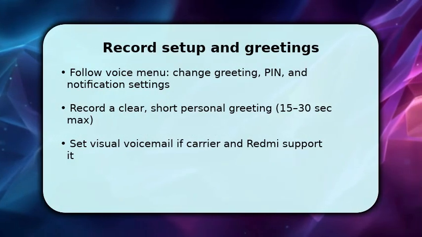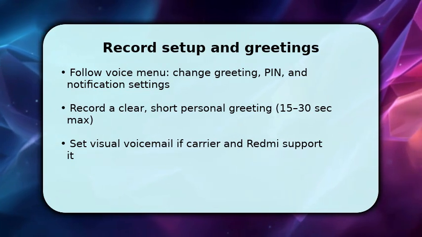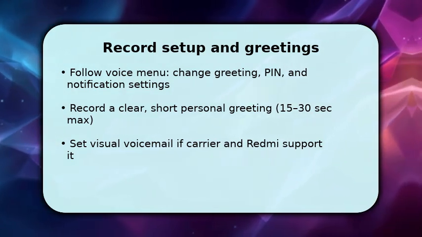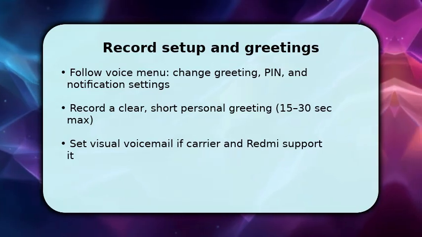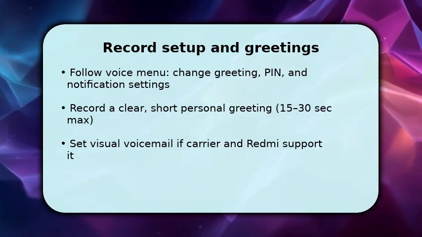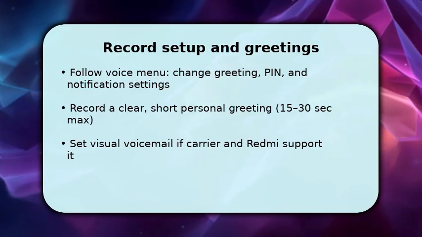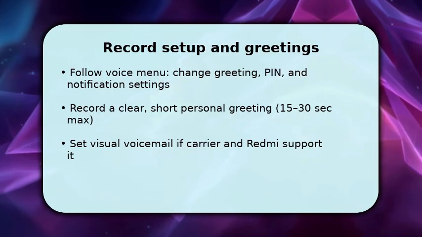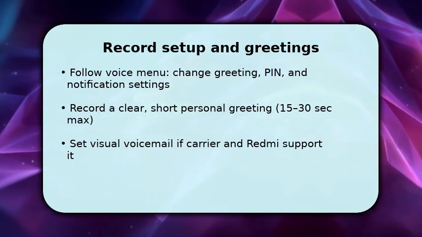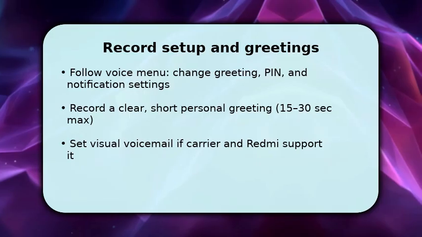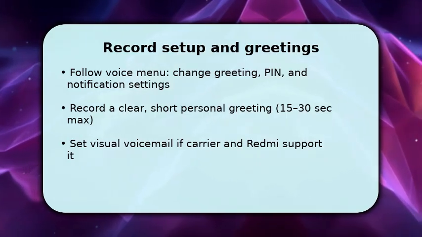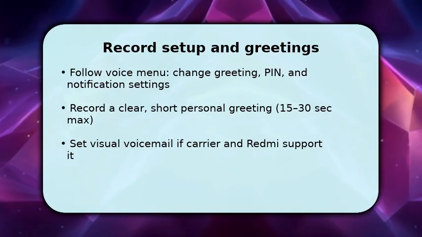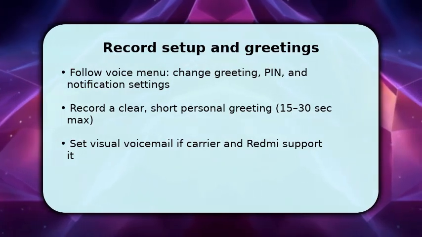Now you'll navigate the voicemail menu to record greetings and adjust options. Once connected, choose the greeting option and record a concise personal greeting. Speak slowly and stop after 30 seconds. Make sure to change the default PIN to a secure number you remember and enable notification preferences so you get alerts for new messages. If your carrier and Redmi support visual voicemail, enable it in phone app settings to see messages listed and play them without dialing.